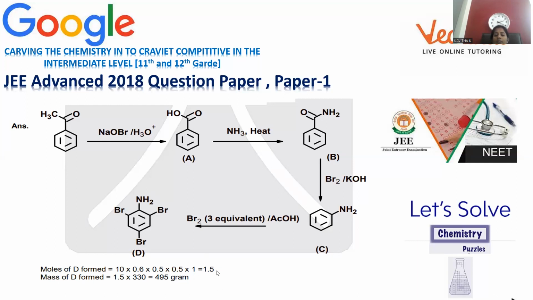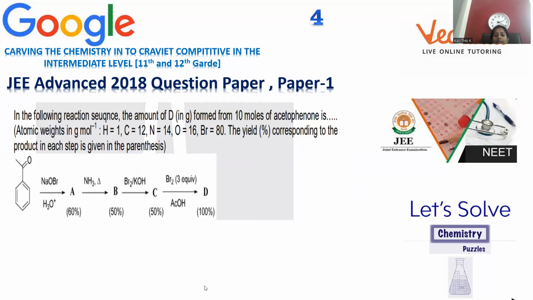If moles are known, how do we convert into weight? Weight is equal to number of moles into molecular weight. The molecular weight of tribromoaniline is 330. 1.5 multiplied by 330, the amount of tribromoaniline is 495 grams. This 495 grams is the correct answer for this percentage yield. 495 grams of product will be generated here. So this is the way we can do the calculation.